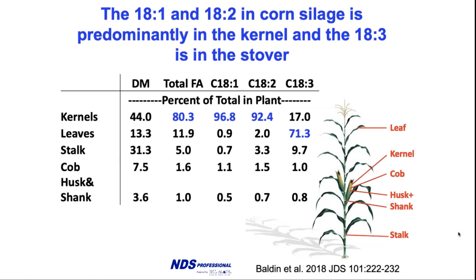So the first thing we did is we looked at where the unsaturated fatty acids were in corn. And we found that over 90% of our 18:1 and 18:2 fat was found in the kernel. And we know from other work that most of that 18:2 in the kernel would actually be within the germ. The leaves were high in 18:1.